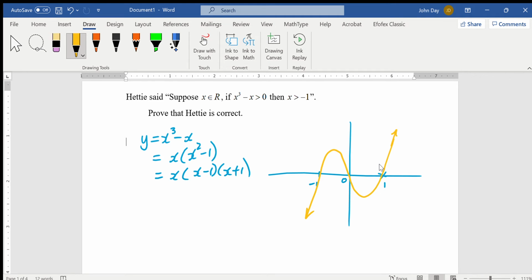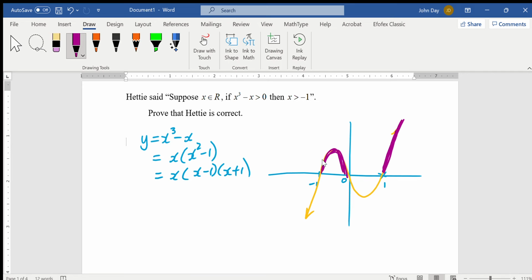All right, now they're saying suppose that this cubic, this yellow, is bigger than 0. So suppose you're in either this part or this part here, right? That's where it's bigger than 0. Then x is bigger than minus 1 in that case. Well, yes, it is. It's bigger than minus 1.